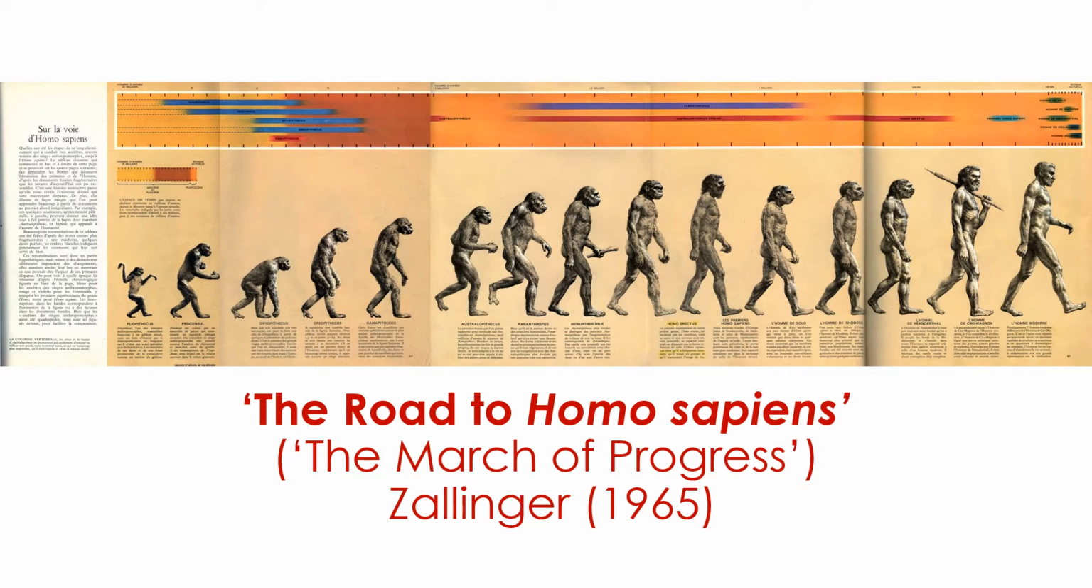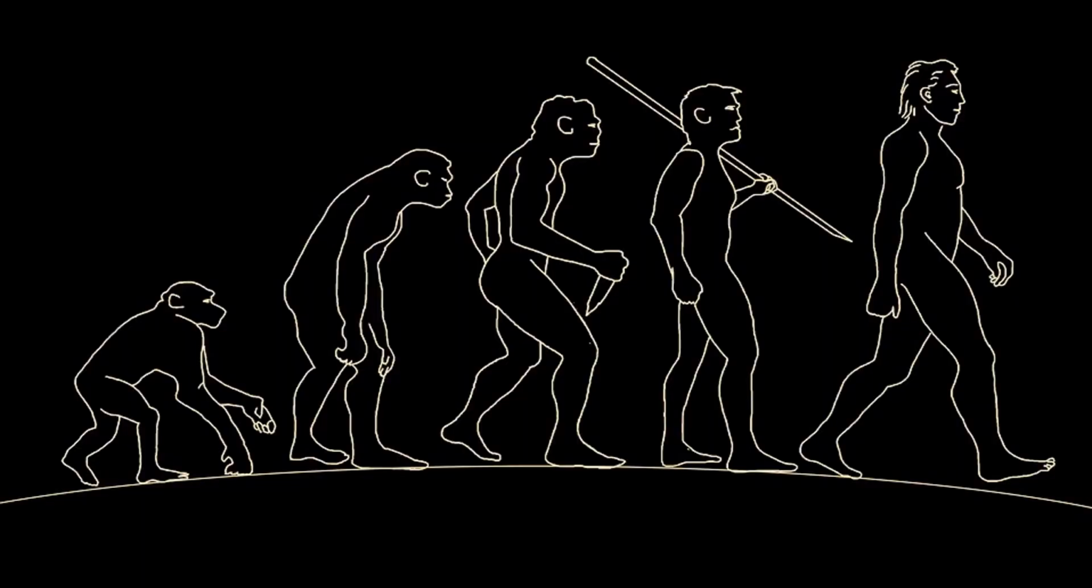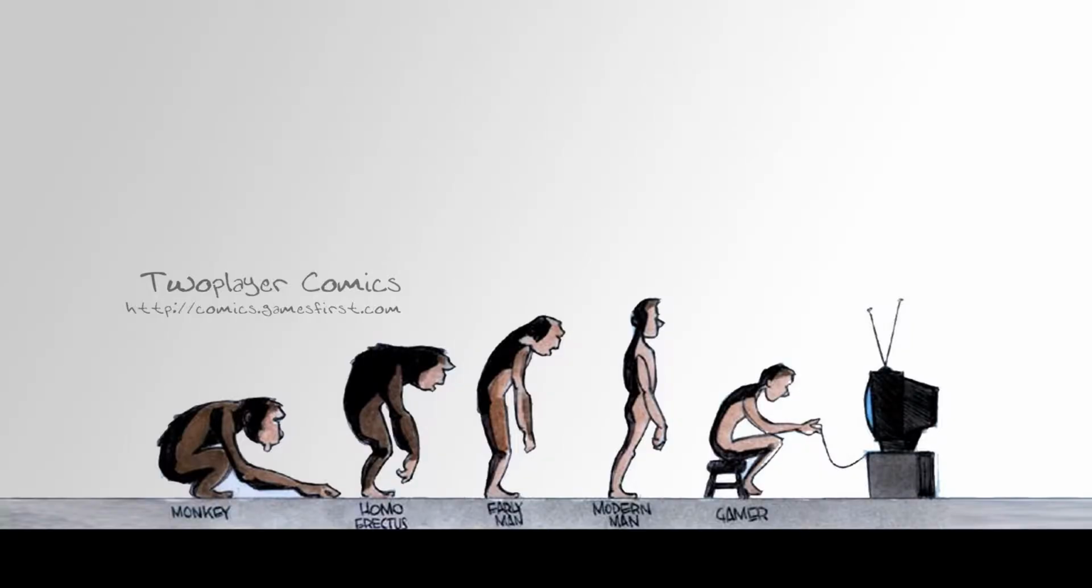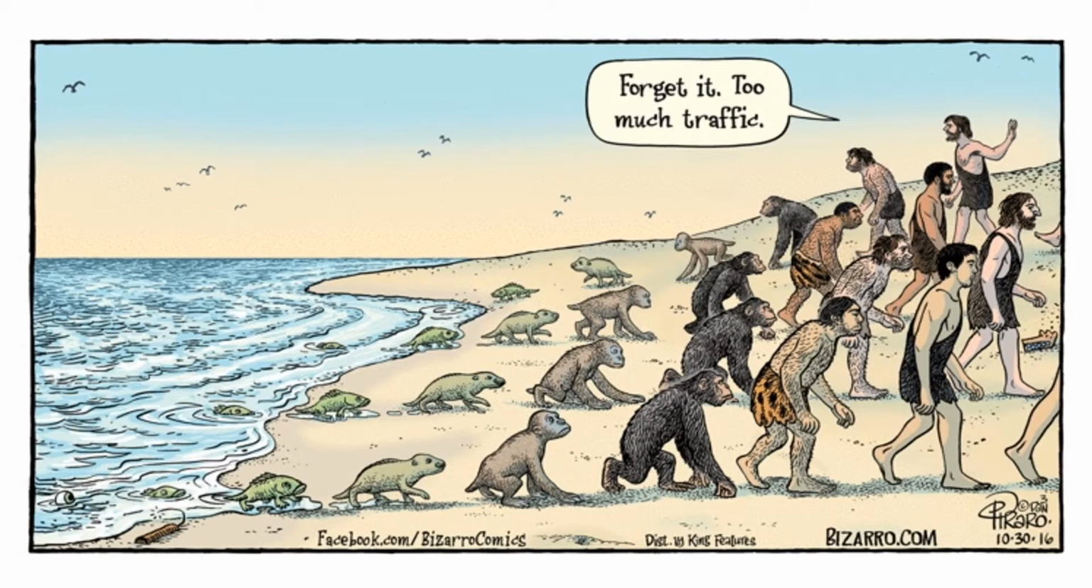This famous illustration is called the Road to Homo sapiens. However, it is more commonly known as the March of Progress. There are many versions of this illustration. Some are meant to convey science or knowledge. Others are meant for satire. And some are meant purely for humor.